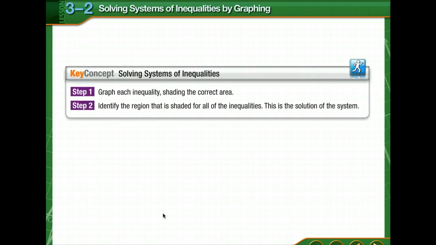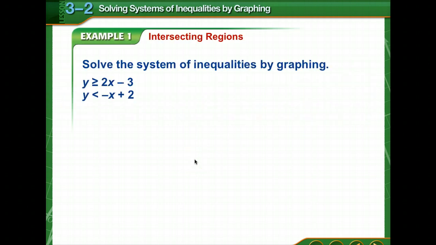Solving a system of inequalities means finding the ordered pairs that satisfy all of the inequalities in the system. And we do that by first graphing each inequality, then we shade the correct area, and then we identify the region that is shaded for all of the inequalities. This is the solution of the system. What does that look like?